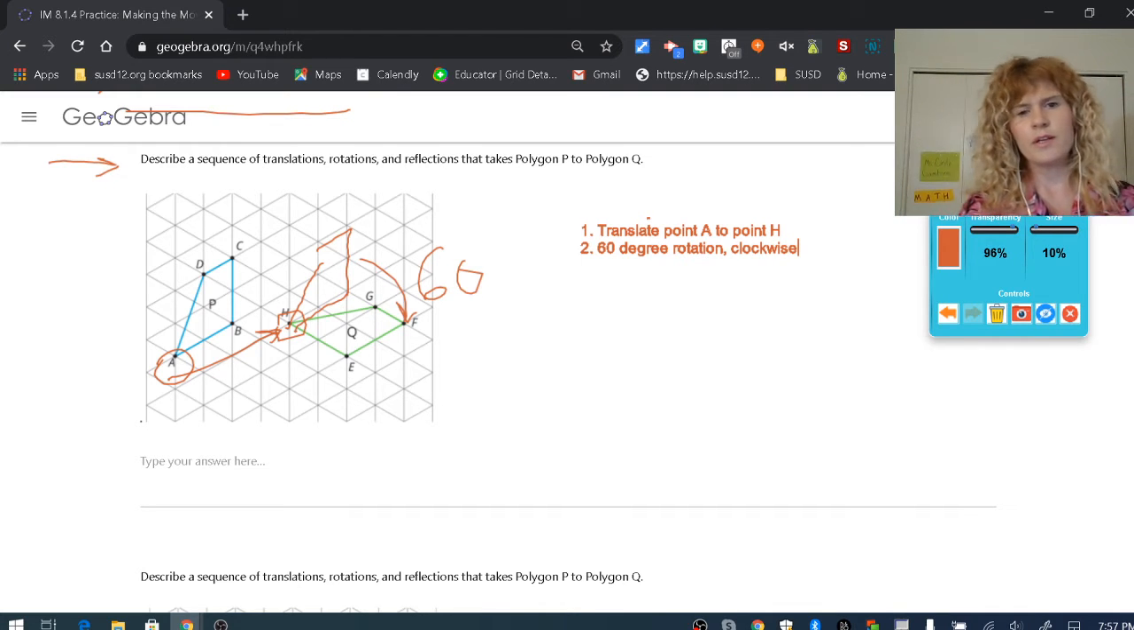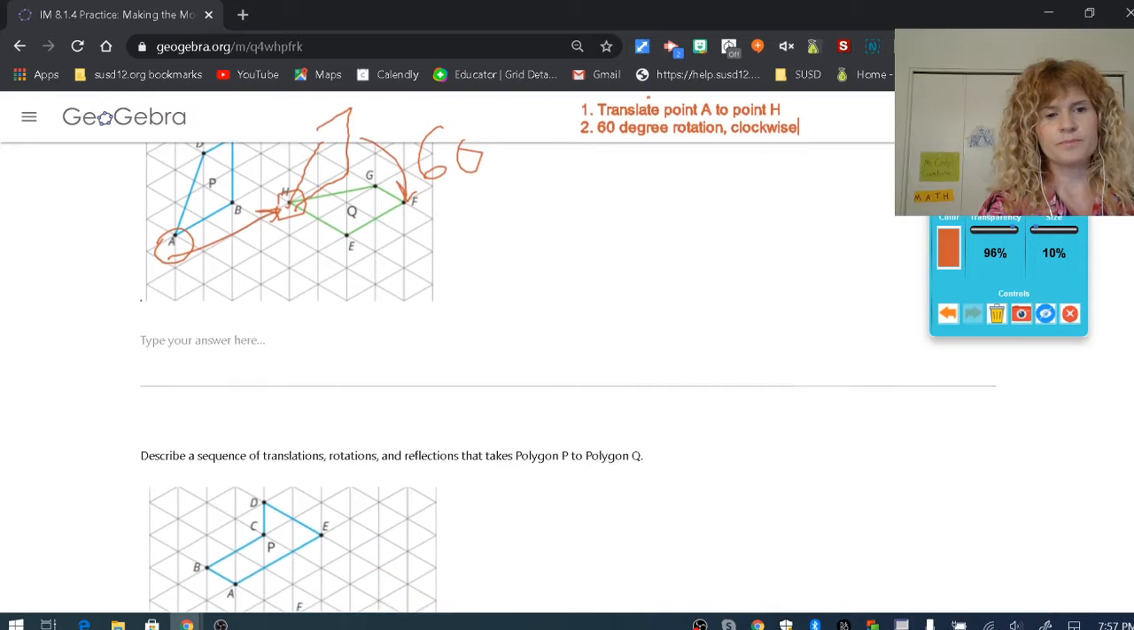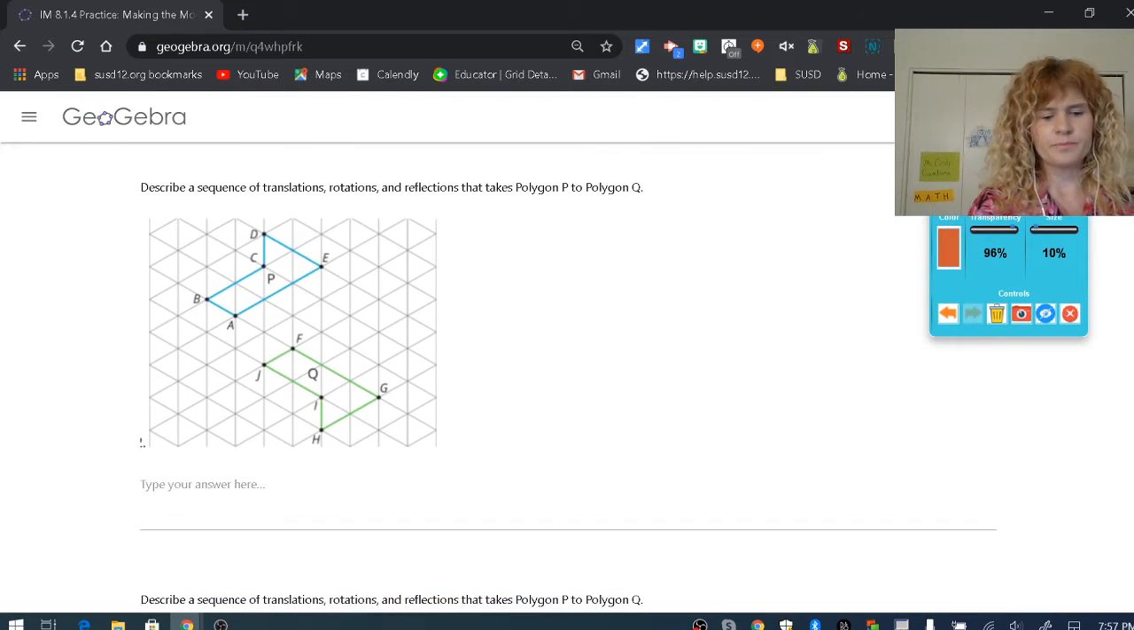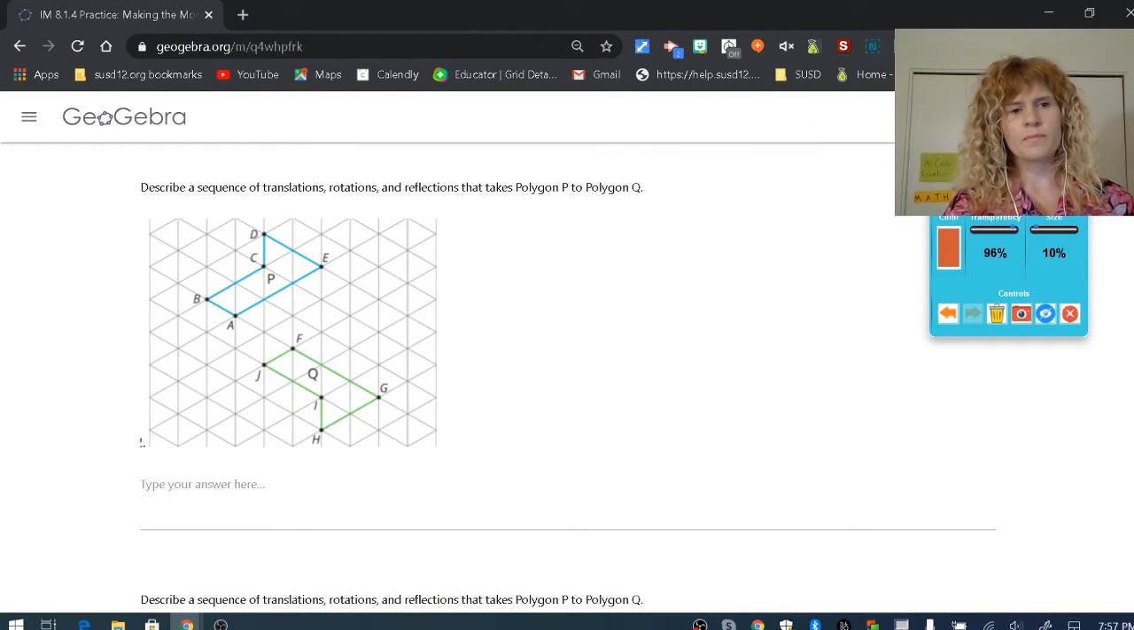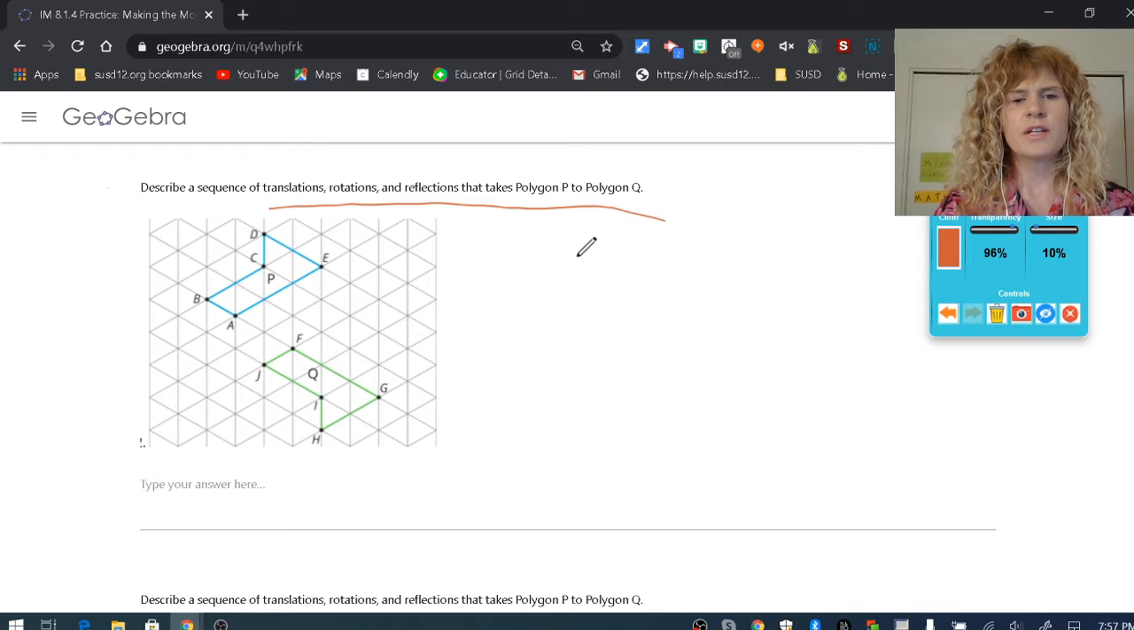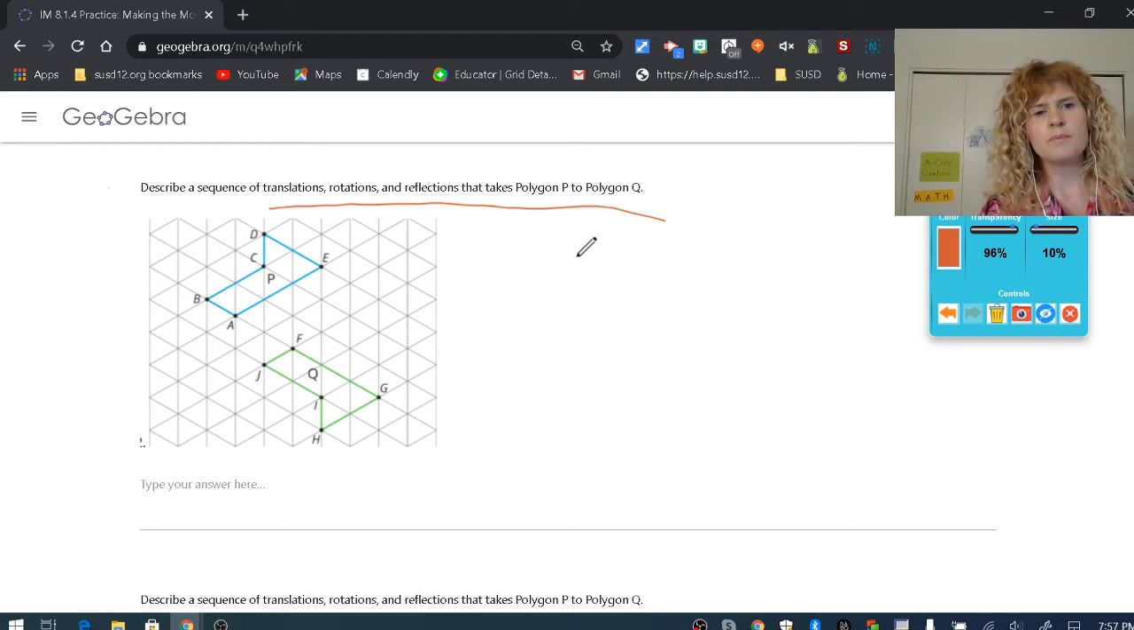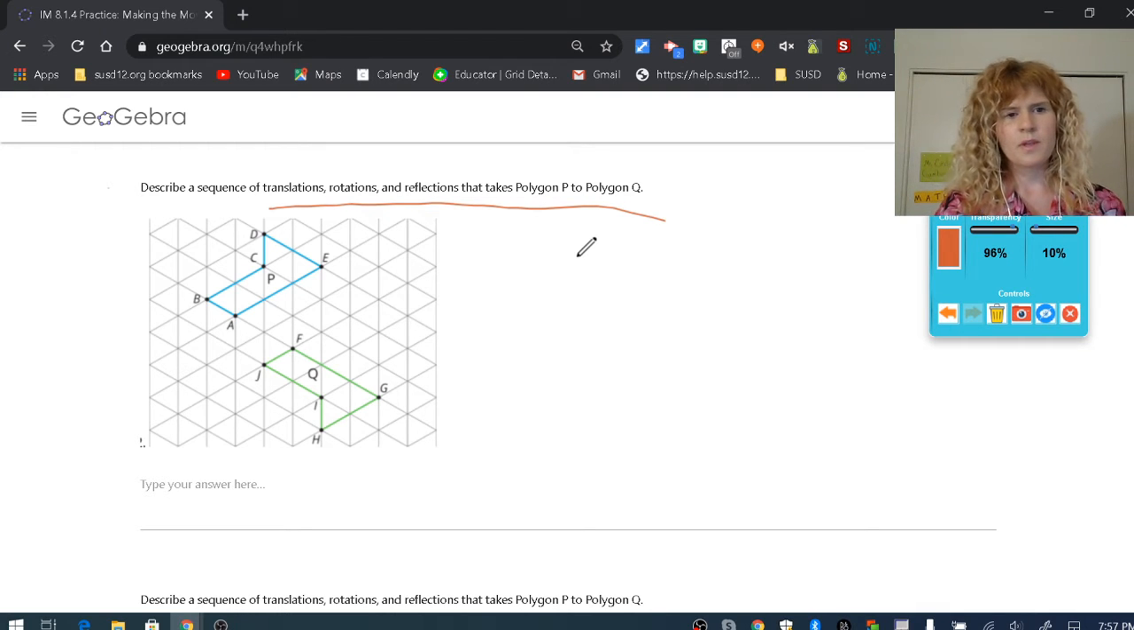How would you do it? You might have a different answer. Let's try the next one. Describe a sequence of translations, rotations, and reflections that takes polygon P to polygon Q. So how would you try this one? Let's think about it.